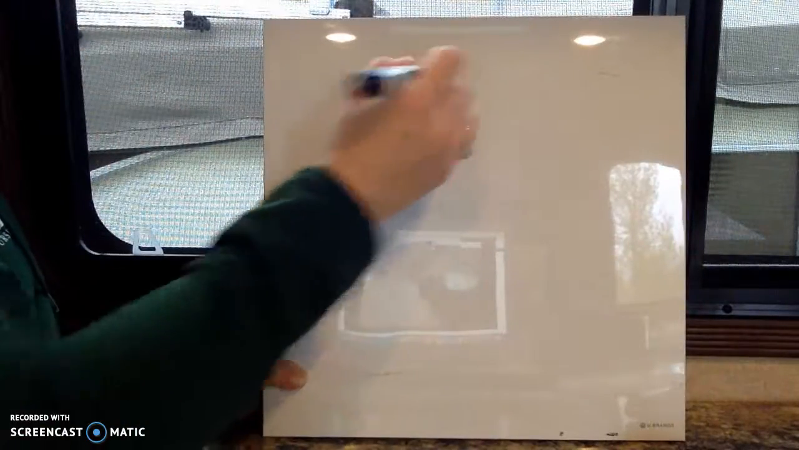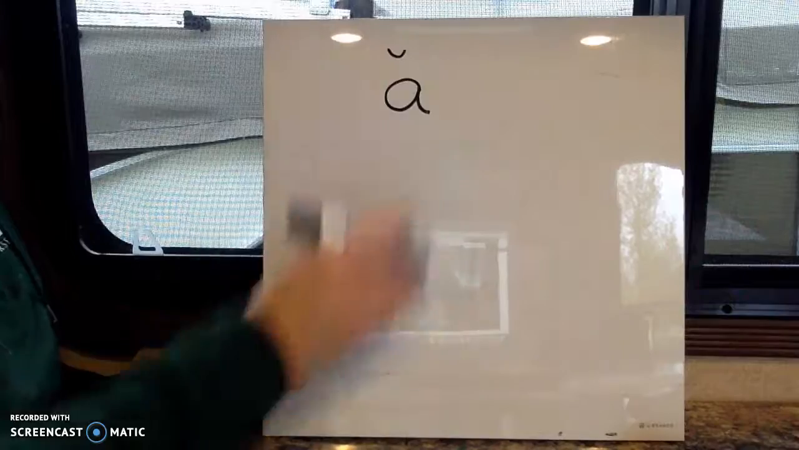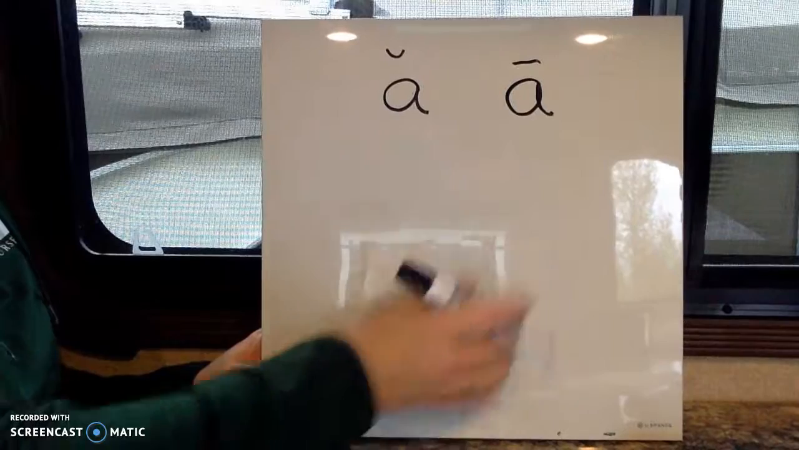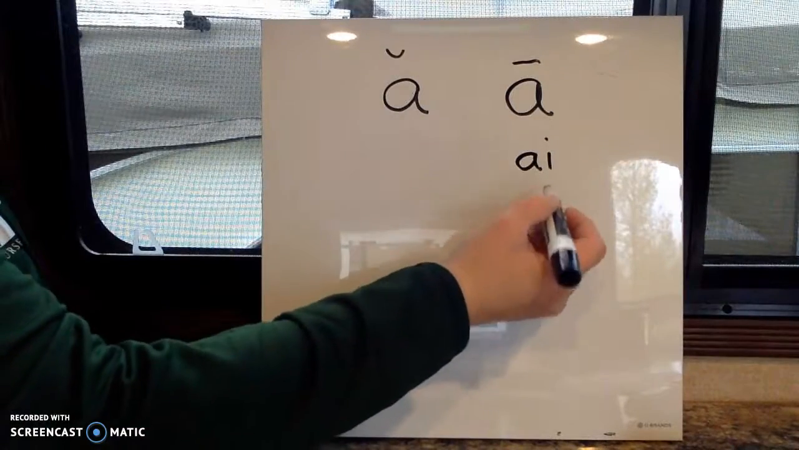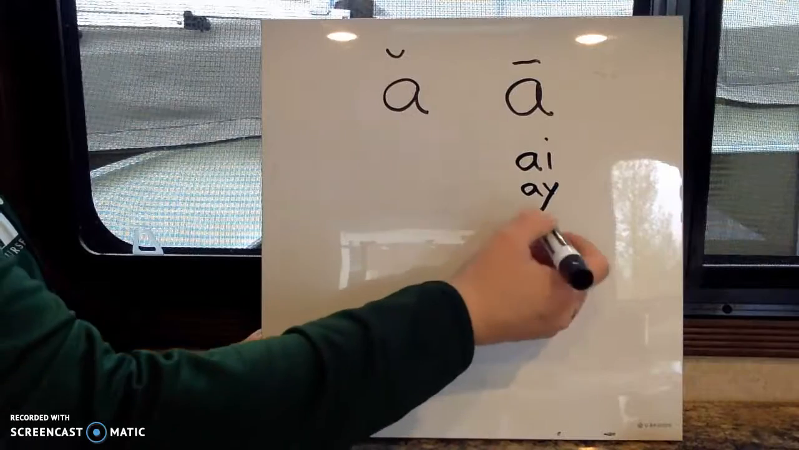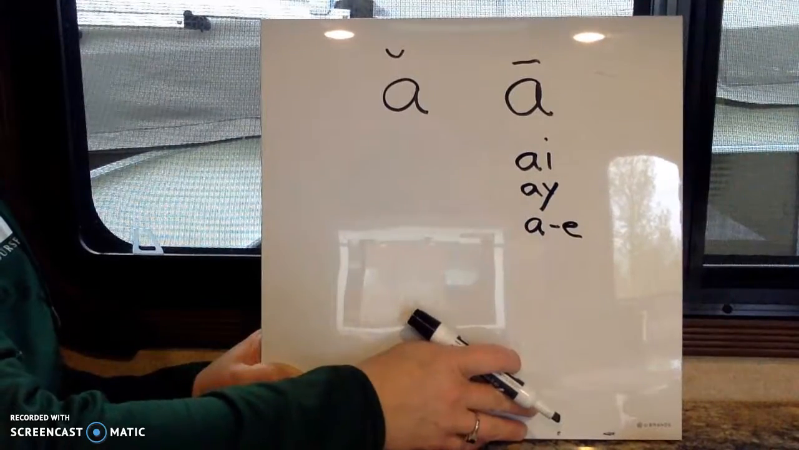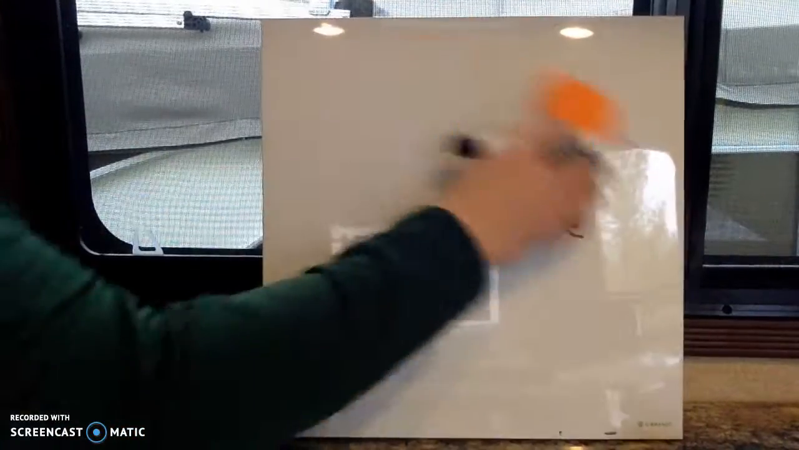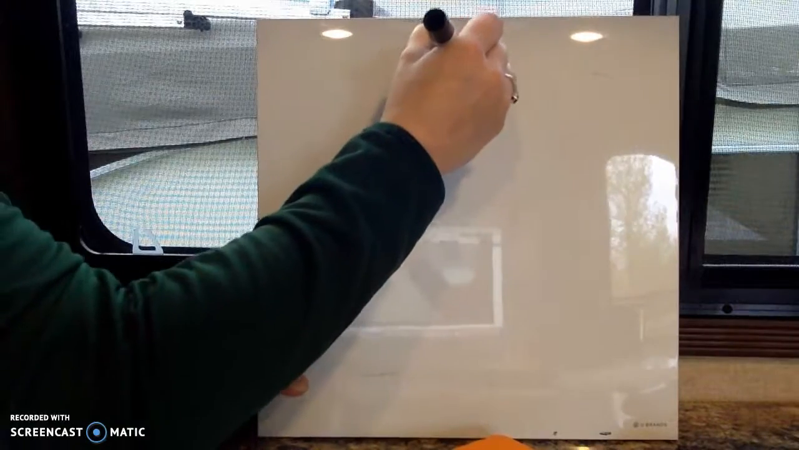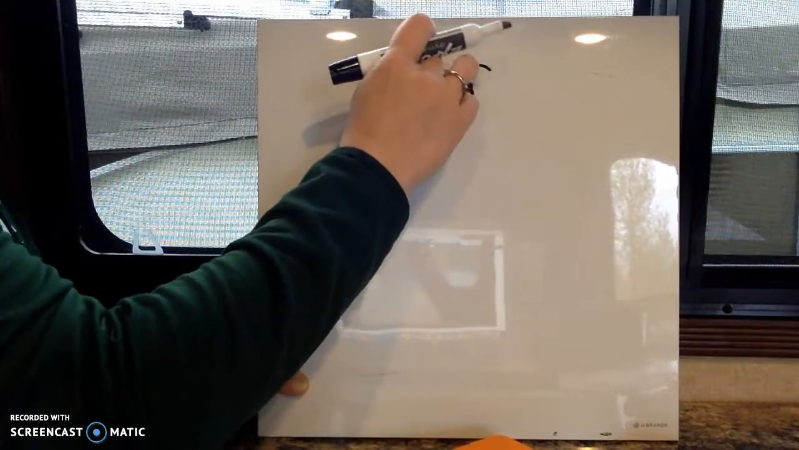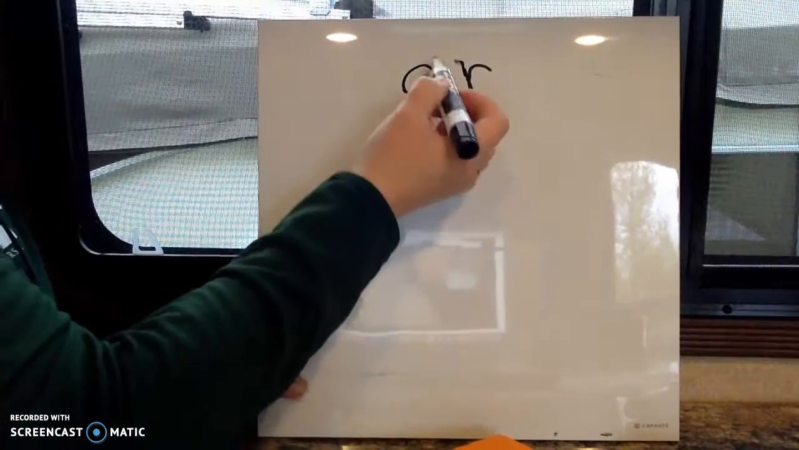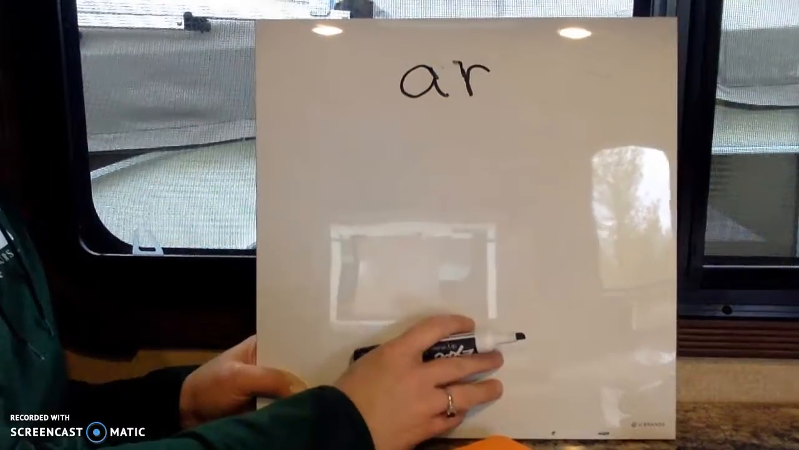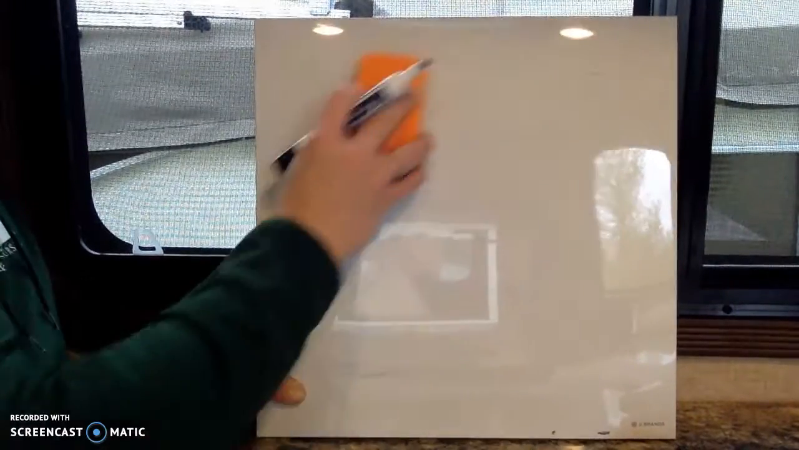So A usually says ah if it's short, or A if it's long, which means it's either a vowel team or a magic E with A. But if Bossy R comes into the picture, he takes over and he tells A that A is no longer going to make any of those sounds. A is going to say R. Together they will say R, like in car.